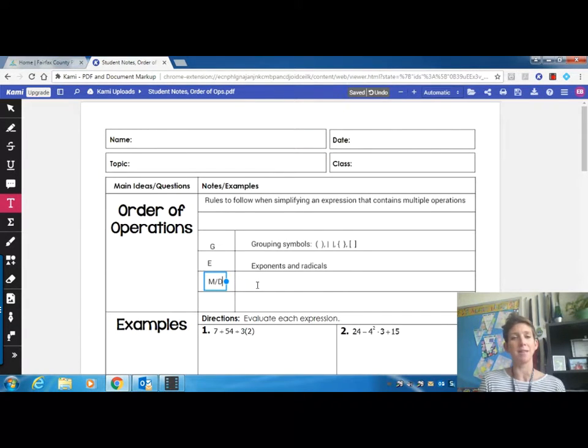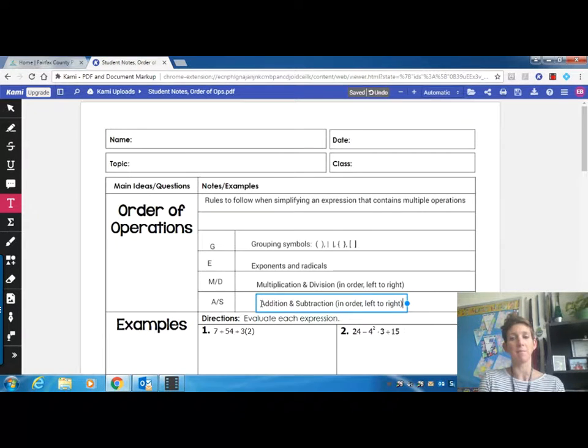The M and the D are for multiplication and division. And they go on the same line because you actually do the multiplication and division in whichever order it comes in the expression. So in other words, you do multiplication and division in order from left to right, whichever comes first. This is also true of the last letters in our acronym, A and S. This stands for addition and subtraction. And again, we do that in order from left to right.